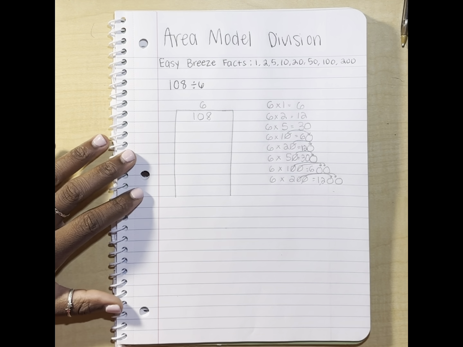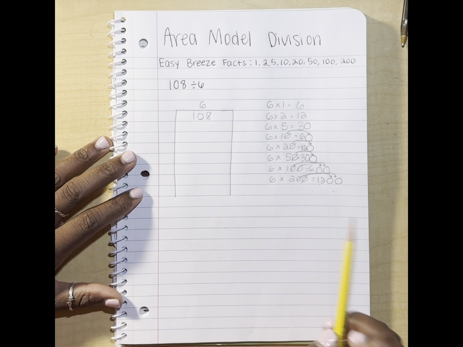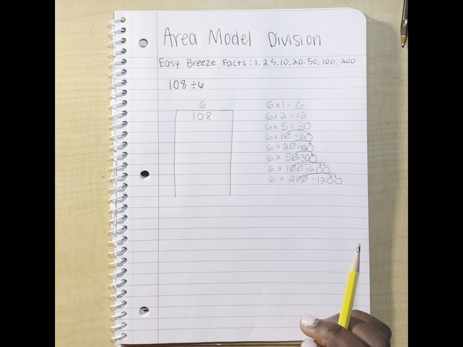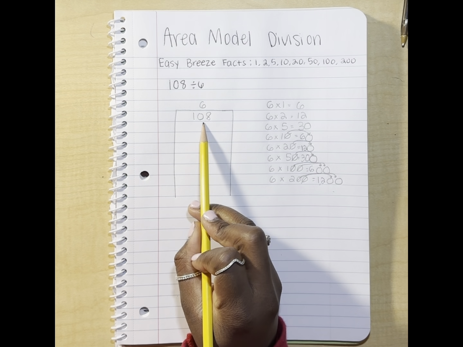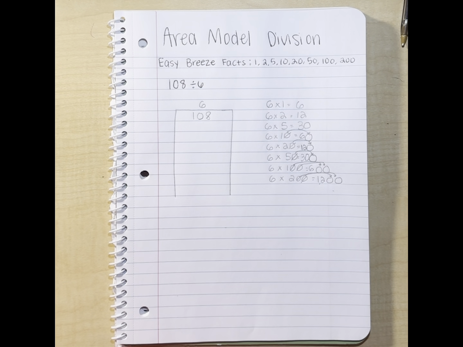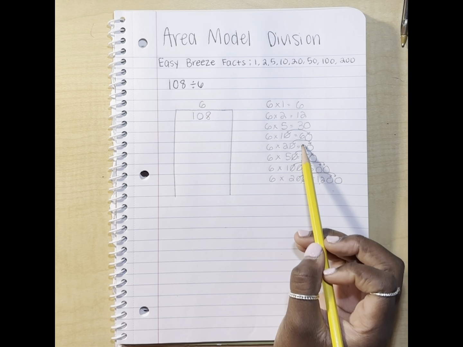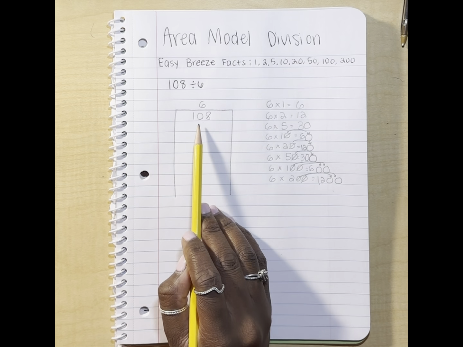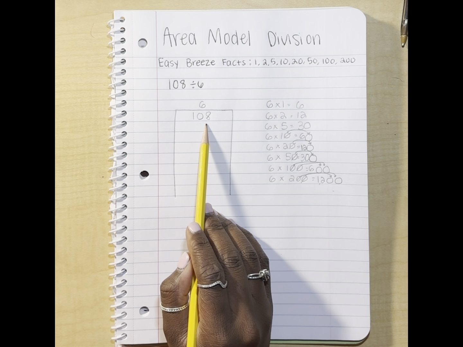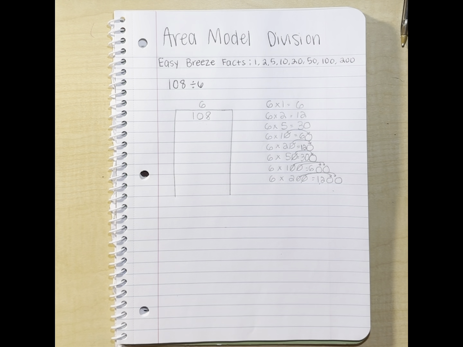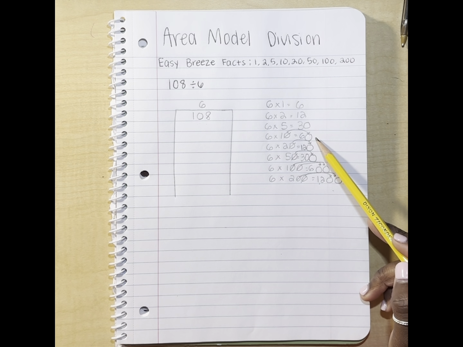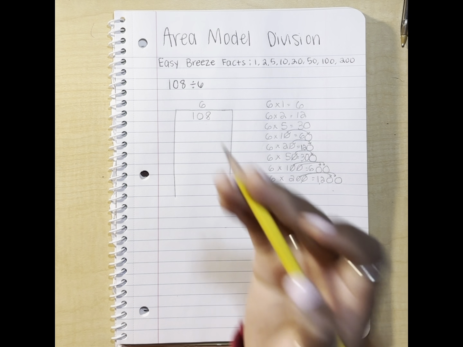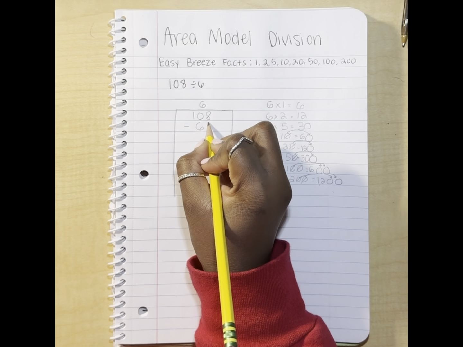All right. So next, we want to think, how can I get as close to 108 as I can, without getting bigger than 108, using these numbers on the side? See, 120, that's too big. So I'm going to go to my next number, which is 60. We're going to use 60, so we're going to subtract 60.